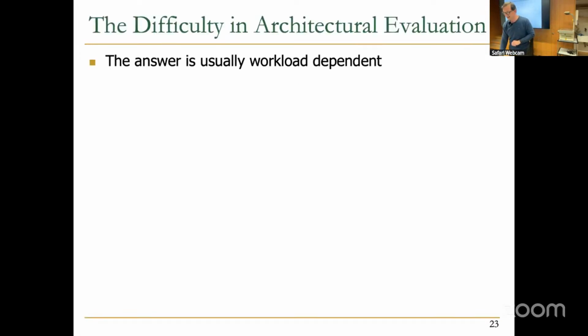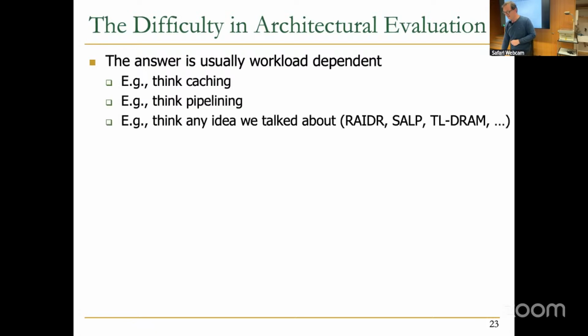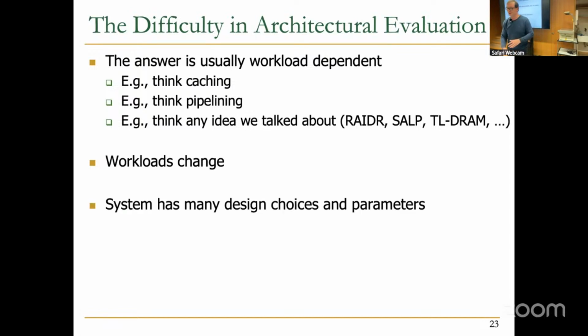But the difficulty in architectural evaluation is that there are many difficulties. One of them is that the answer is usually workload dependent. Caching, for example, pipelining. Any idea we talked about. Well, we didn't talk about some of these, but this is a slide from some other lecture. We're going to talk about some of these later on. Workloads change. Essentially, you may say, OK, I want to evaluate these workloads, but 5 years down the road, workloads may change, right? You may design, for example, for machine learning inference, but then training becomes important, and you may need to design something else. Your workload may be a neural network, but later it could be an LLM. And 10 years down the road, hopefully it's not a dumb LLM. Hopefully it's a much better thing.